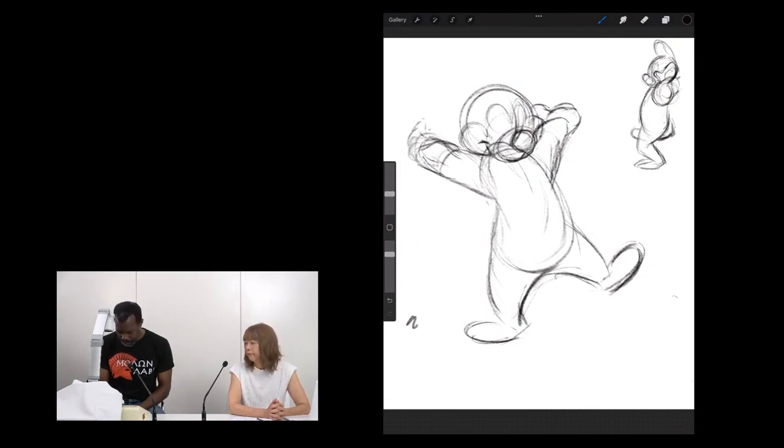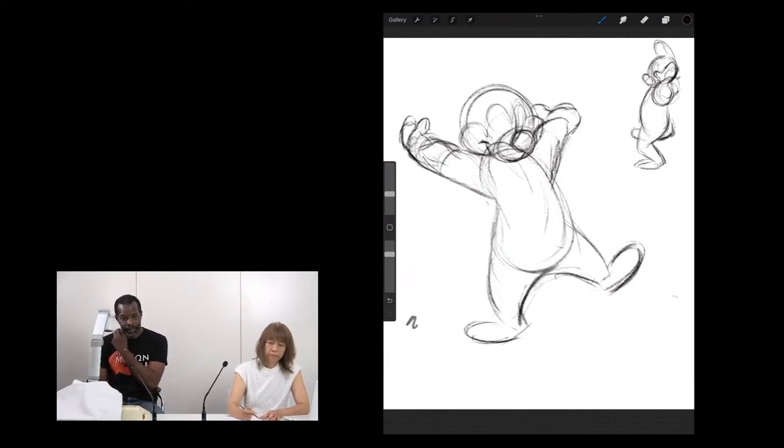The great thing about it is that, of course it's appealing and cute and all that, but basically it's designed in a way so that it's very easy to read what's happening.